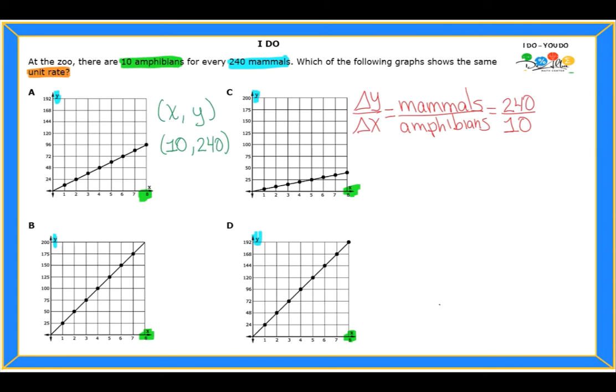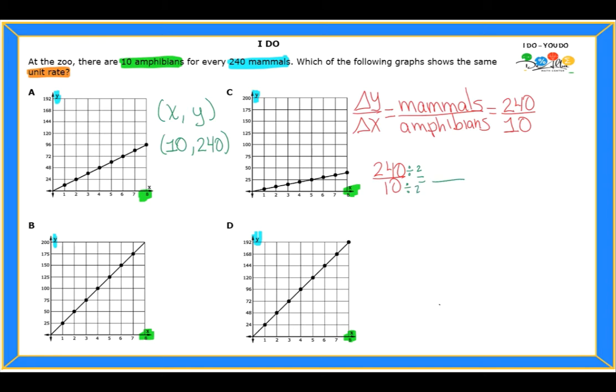So to simplify, I'm going to write down my 240 over 10 again. And you can decide what you want to divide the numerator and denominator by. It's going to be up to you. My advice is the more equivalent ratios that you find, the better it's going to be, because then you can compare those in the graph. So let's suppose that I want to simplify by dividing this by 2.